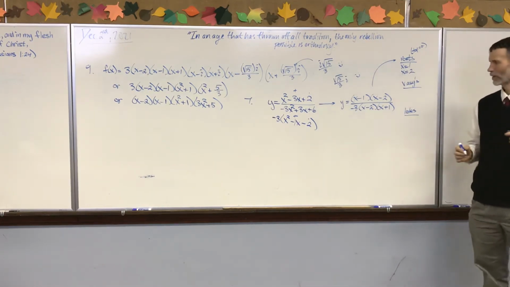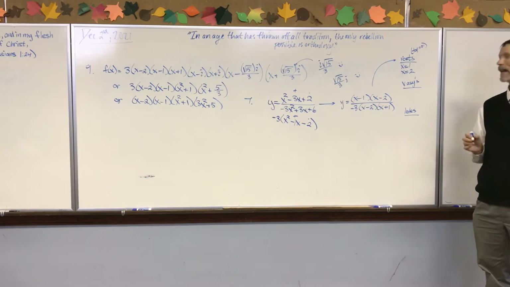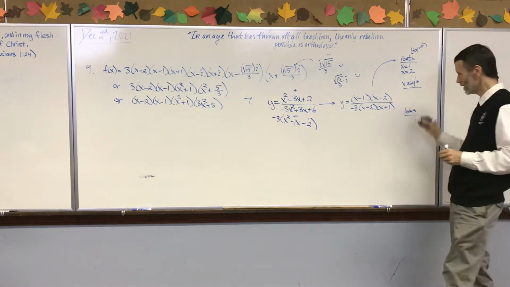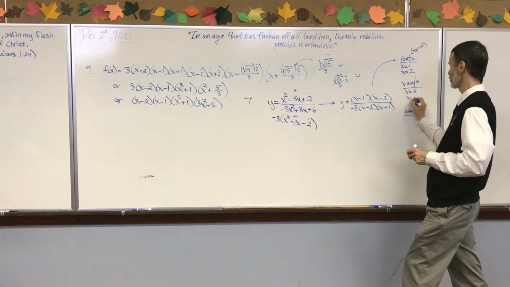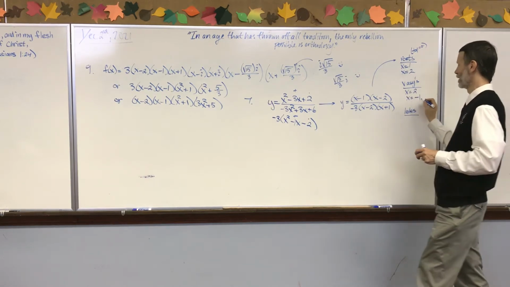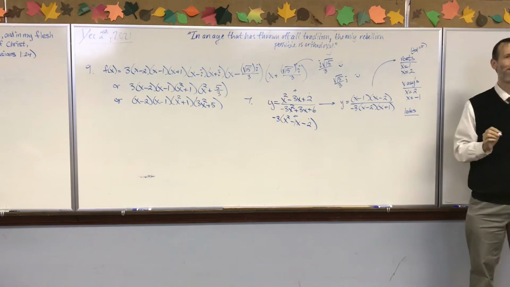Nate, where do you look for vertical asymptotes? The bottom. Are there any? Yeah. Where? X equals 2, x equals what? Negative 1. Has anybody seen anything curious?